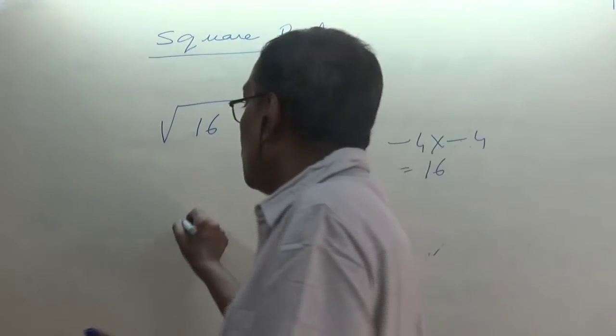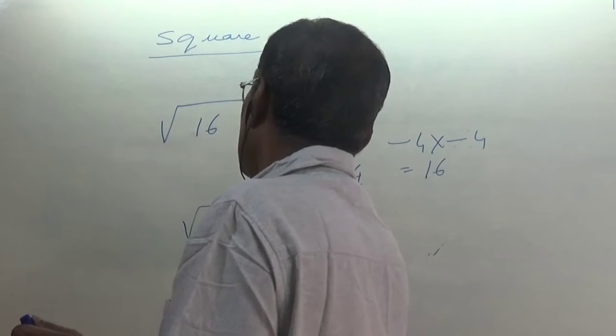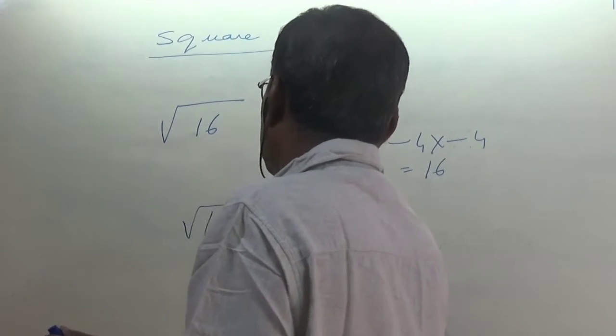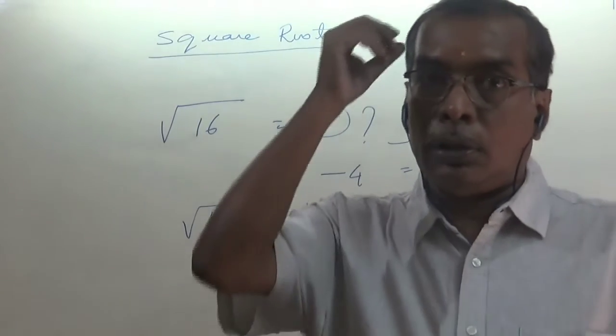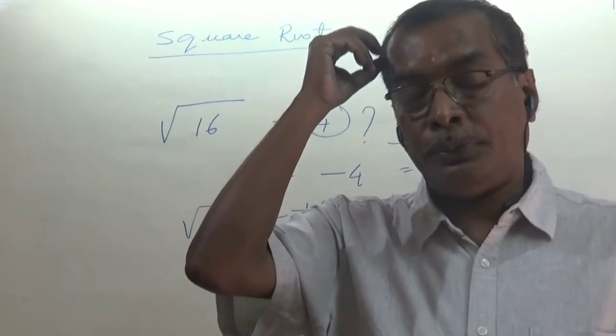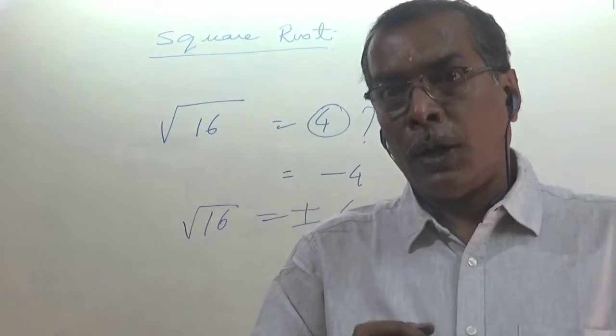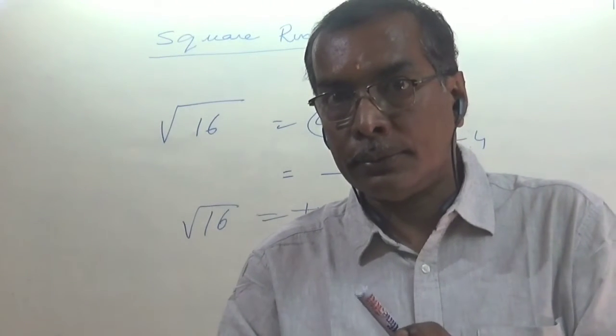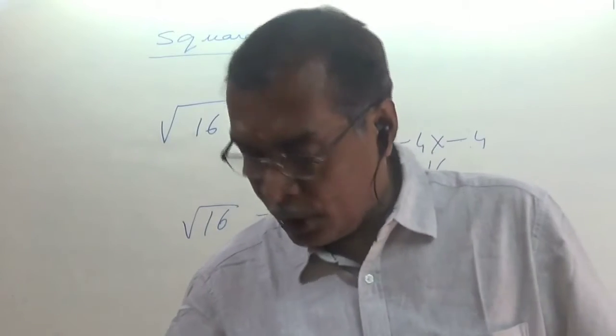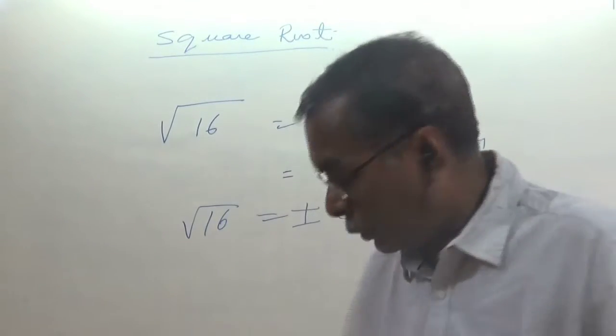That's why we say that the square root of 16 is equal to plus minus 4. The plus minus sign should be there. Okay, this is the concept, but it is not required for standard 8 for the time being. Right, now based on this we are going to solve a few questions.